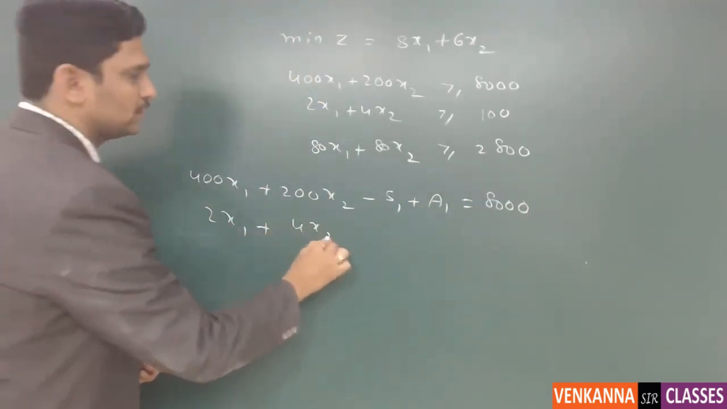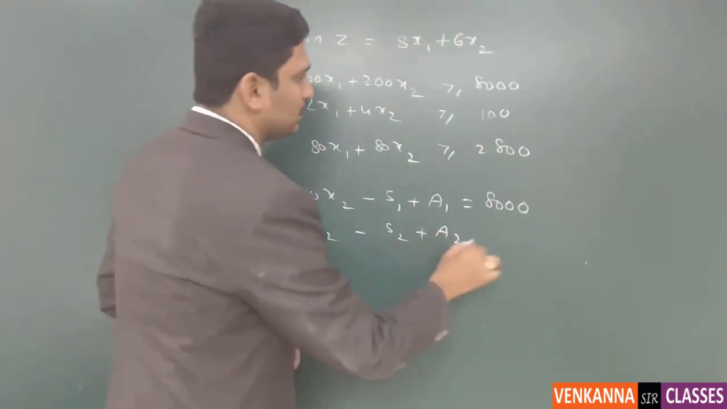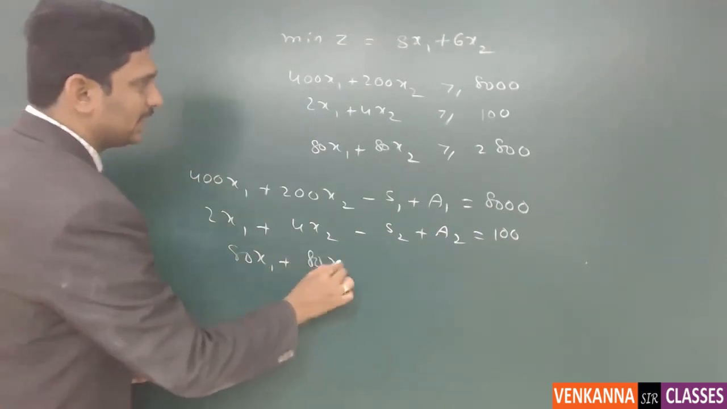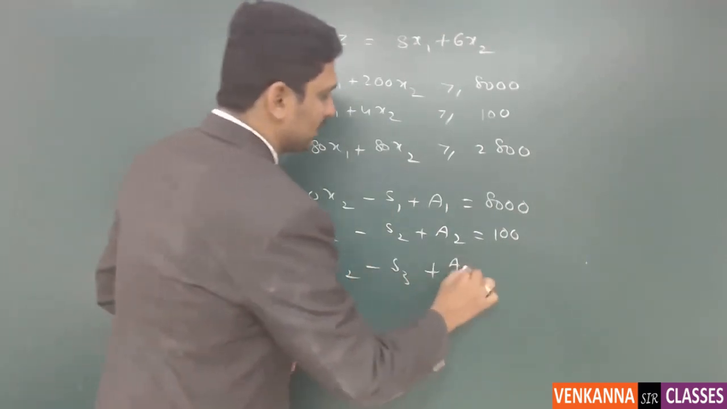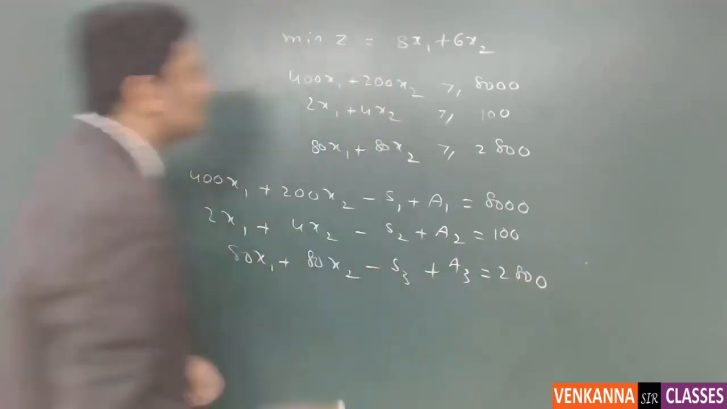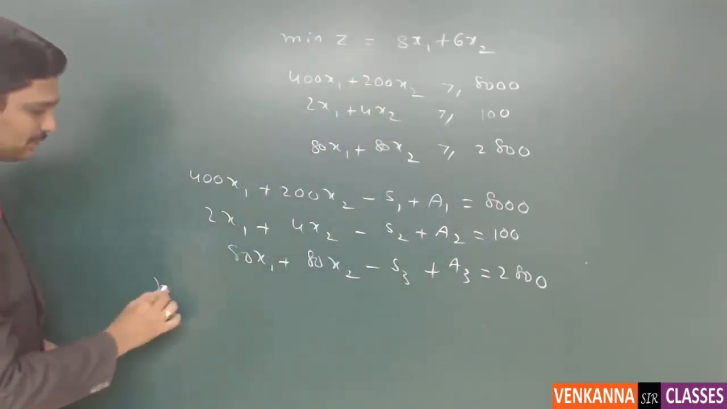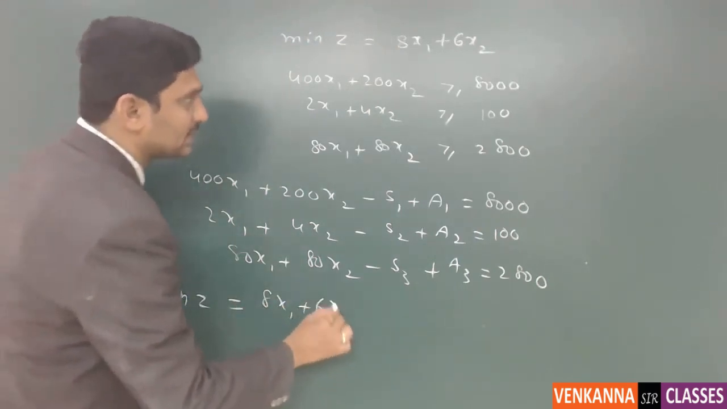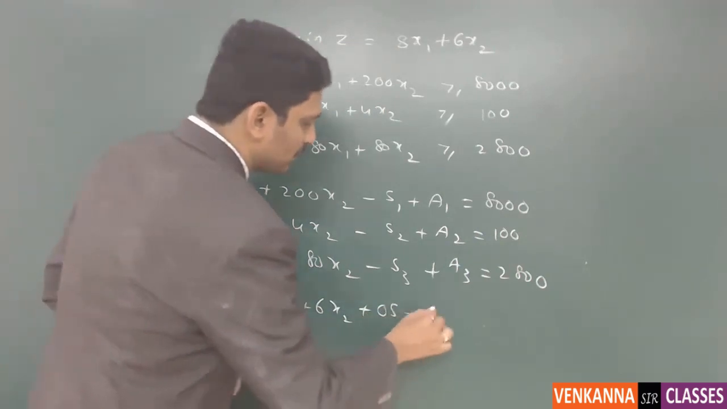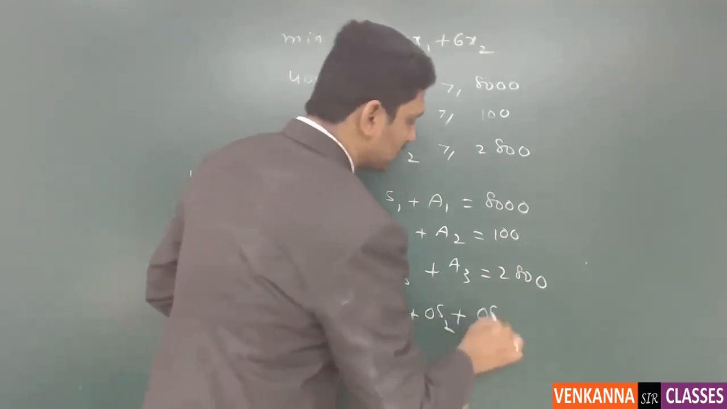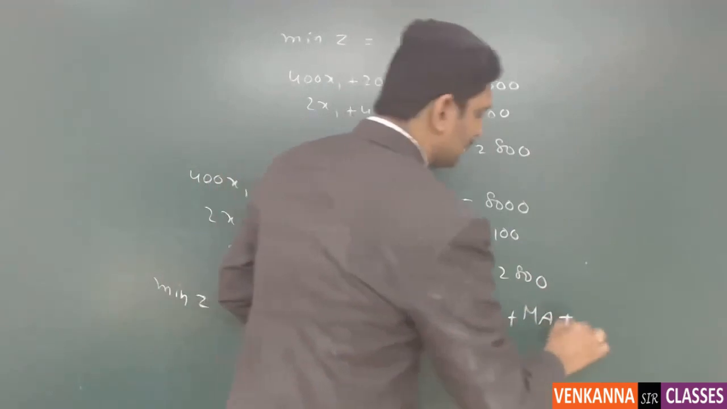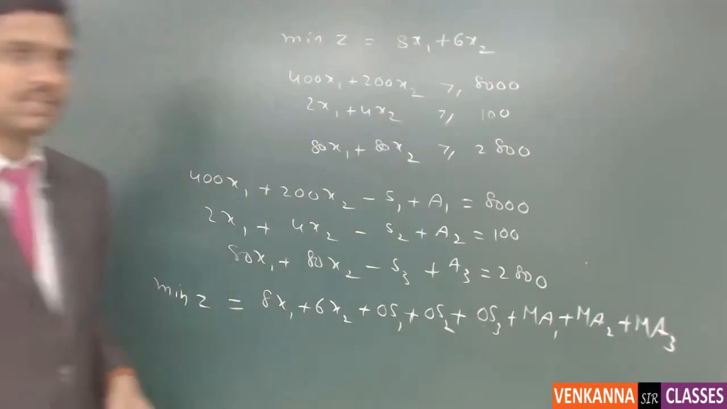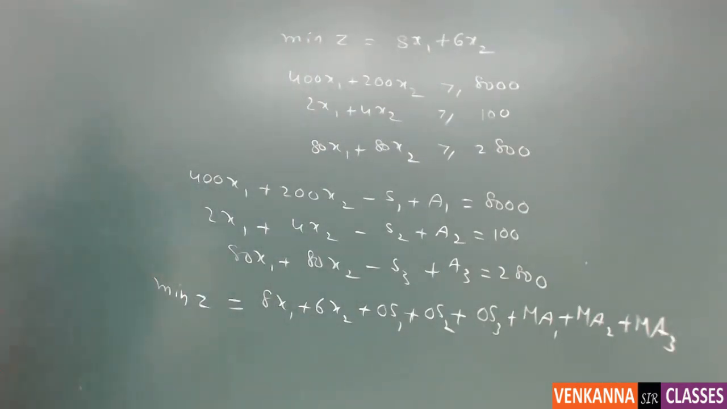2x1 plus 4x2 minus s2 plus a2 is equal to 100, 80x1 plus 80x2 minus s3 plus a3 is equal to 2800, and the objective function will come as minimum z is equal to 8x1 plus 6x2 plus 0s1 plus 0s2 plus 0s3 plus MA1, MA2, MA3. A stands for the artificial variables. You can use the symbol R also.